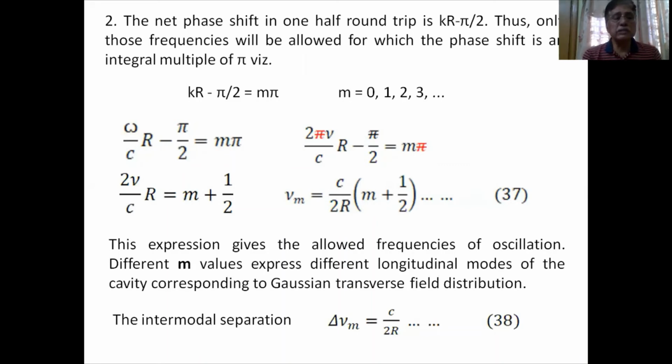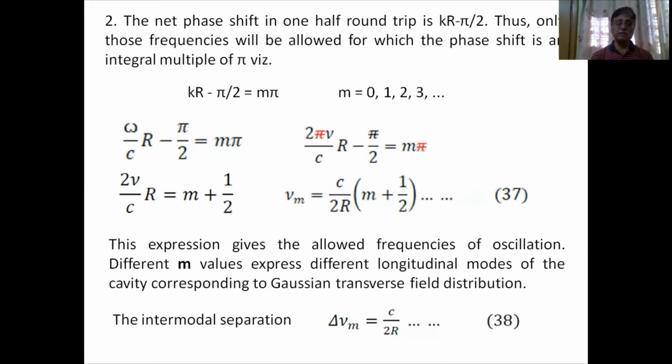So if we write omega is equal to 2 pi nu, the pi throughout will get cancelled, and we can write down 2 nu by c r is equal to m plus half. That means nu m is equal to c by 2r times (m plus half). And you can see m is equal to 0, 1, 2, 3, etc. So this expression gives the allowed frequencies of oscillation.